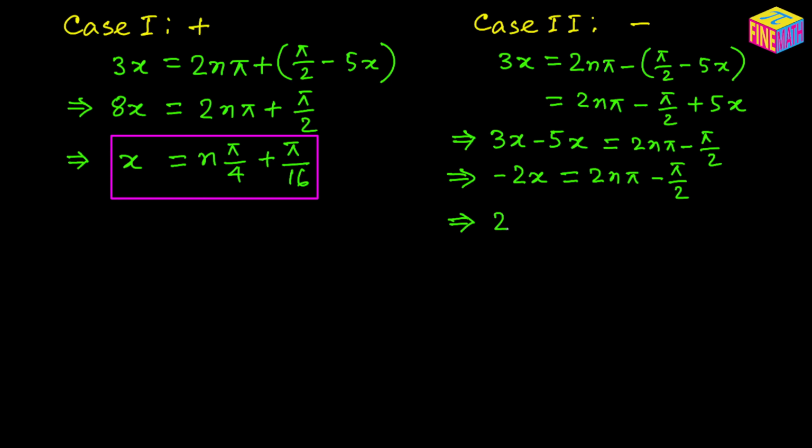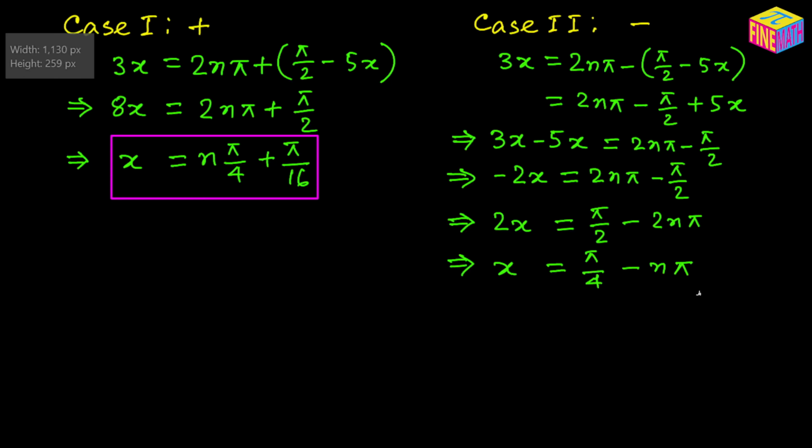we are going to get 2x on the left hand side, it will become positive, and on the right hand side, if we rearrange, the negative term will become a positive term because we are multiplying by negative 1 on both sides, and this will become negative 2n pi. From here x will be equal to pi over 4 minus n pi, and that is the second general solution for this trigonometric equation.